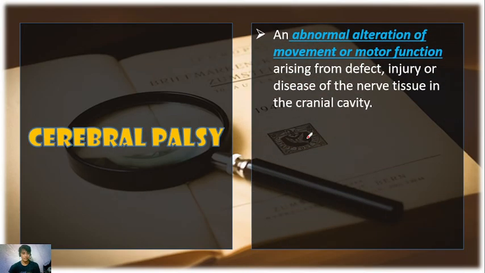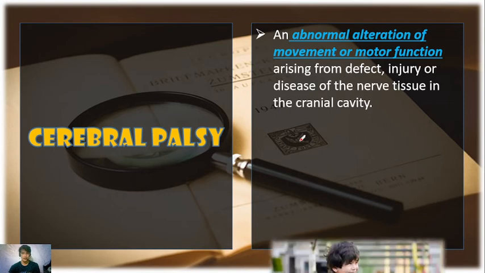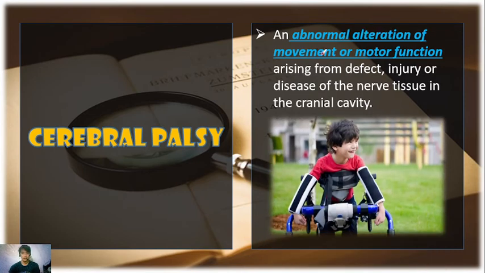And cerebral palsy. So this is an abnormal alteration of movement or motor function. Sabi nga natin kanina, isa sa mga involved na organ is yung kamay natin, and aside from that, the muscles. So with that, the handwriting skill of that person is also affected when they have this kind of illness.